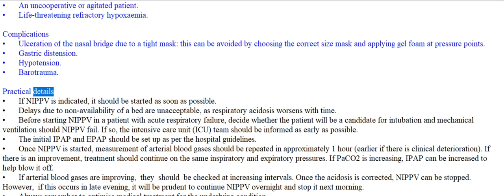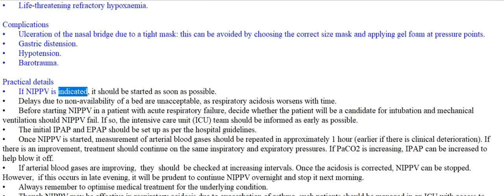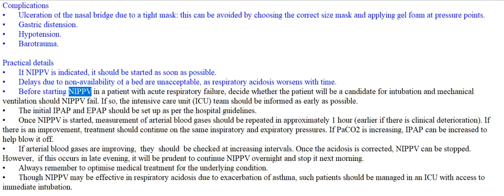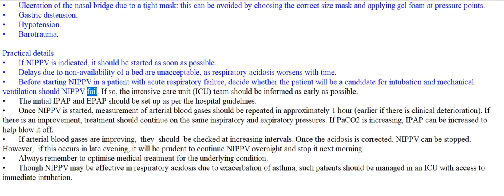Practical details: if NIV is indicated, it should be started as soon as possible. Delays due to non-availability of a bed are unacceptable, as respiratory acidosis worsens with time. Before starting NIV in a patient with acute respiratory failure, decide whether the patient will be a candidate for intubation and mechanical ventilation should NIV fail. If so, the intensive care unit (ICU) team should be informed as early as possible.